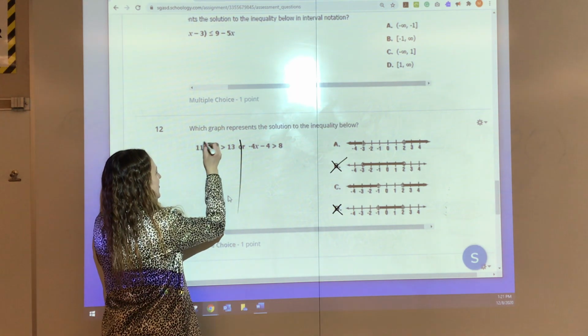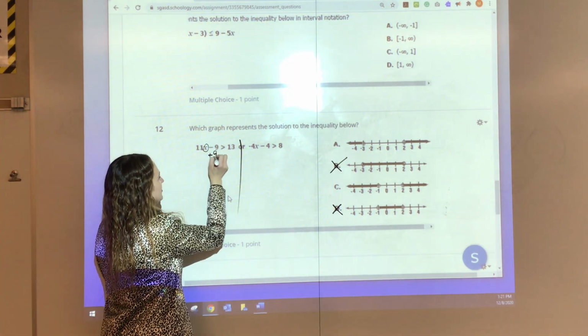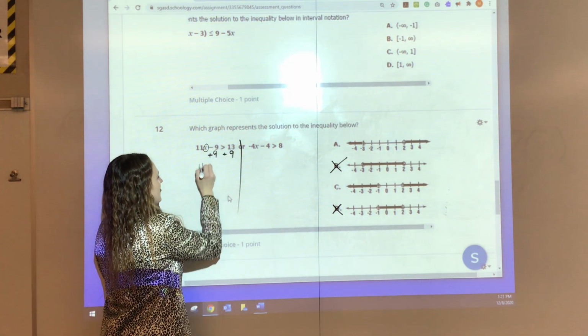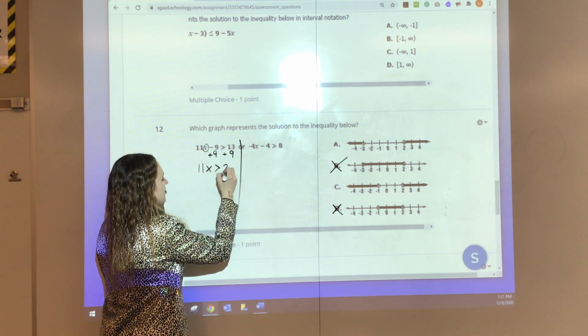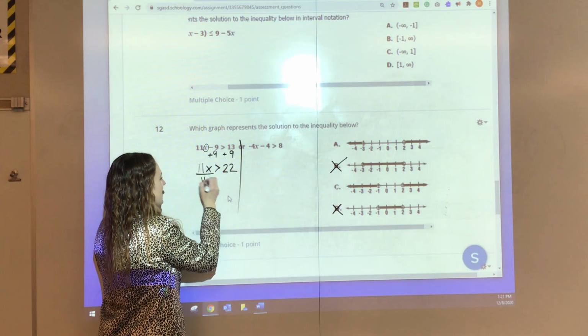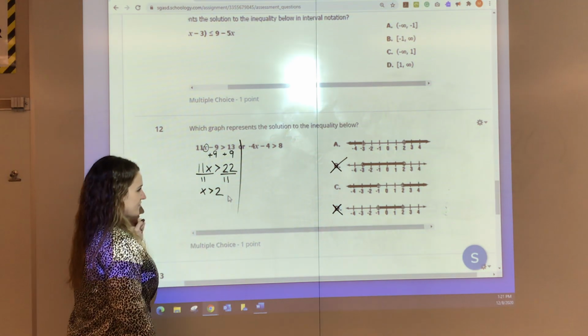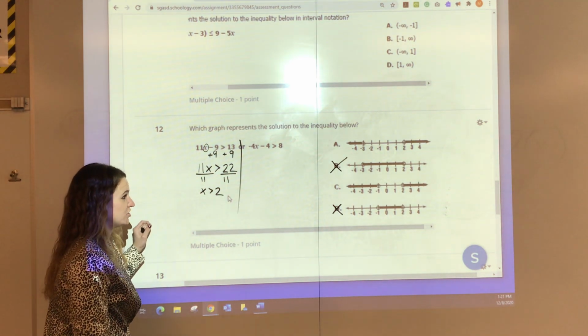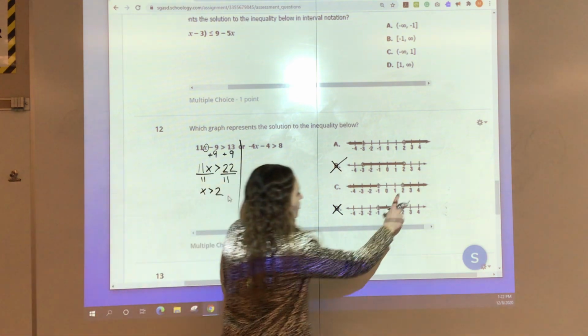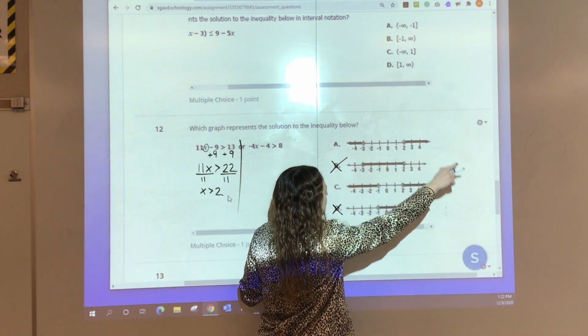So try to get the x by itself. I need to add 9 to both sides. So I have 11x is greater than 22. When I divide by 11, x is greater than 2. So I should have an open dot at 2, shaded to the right.